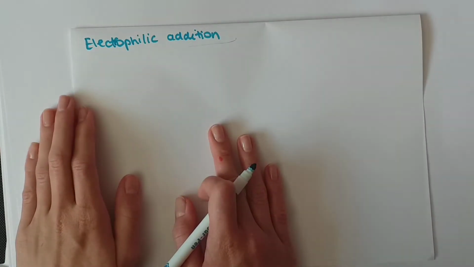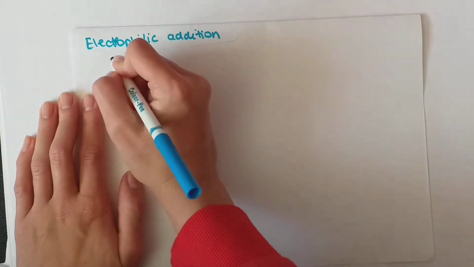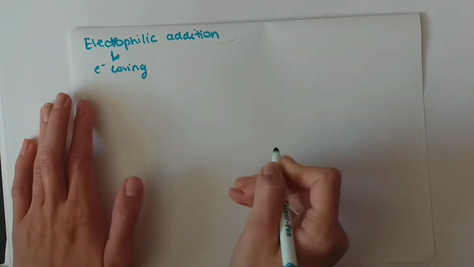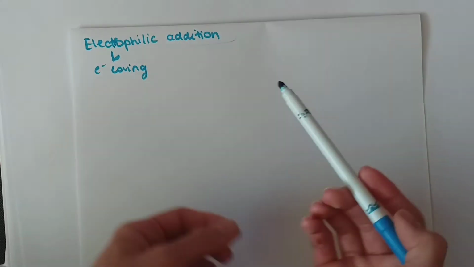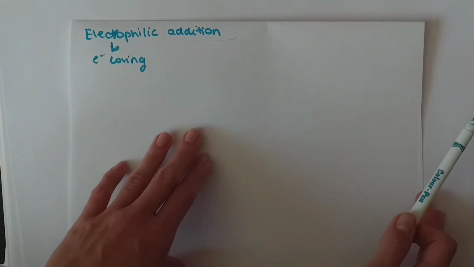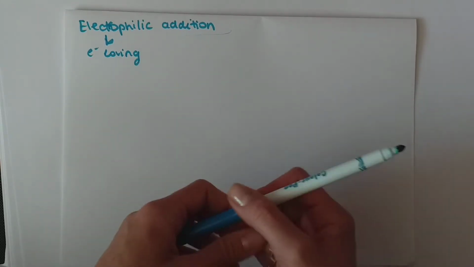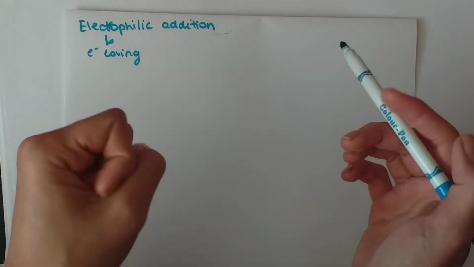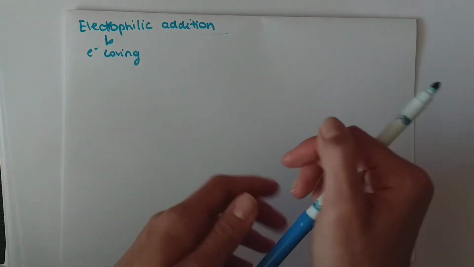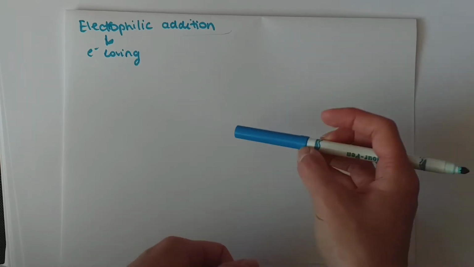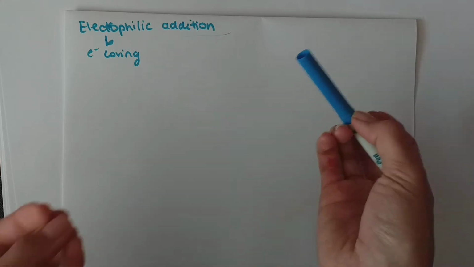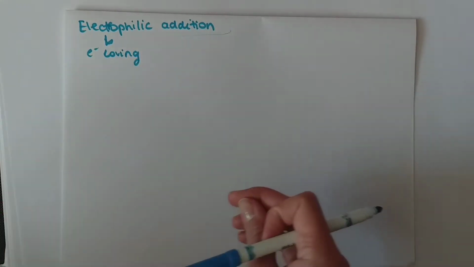An electrophile is a species which loves electrons. It's basically an electron-loving species. Therefore, it doesn't have enough electrons already. It has a low amount of electrons. It wants to gain more electrons. It loves these electrons. And addition just means adding on. So basically what this reaction means is we add an electrophile into a compound.